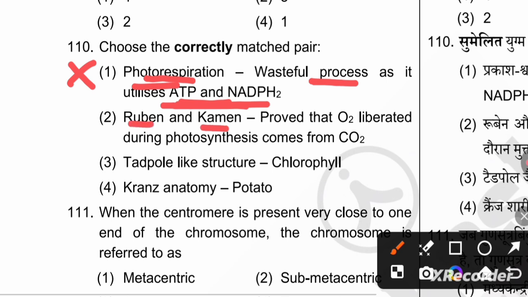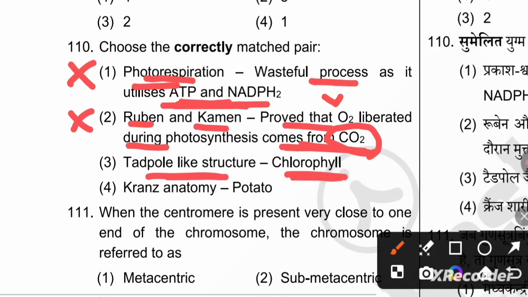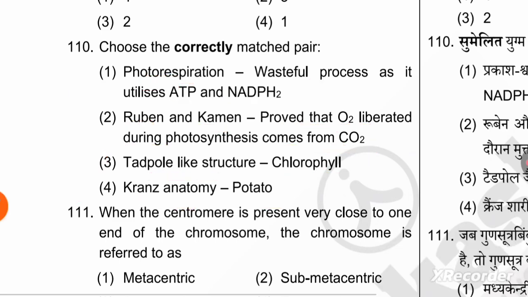Rubin and Kamen proved that oxygen liberated during photosynthesis comes from carbon dioxide. But oxygen is liberated due to the photolysis of water. This is also a wrong statement. Then, chlorophyll has a tadpole-like structure. This is the right one. And Kranz anatomy you can find in C4 plants, not in potato. So option 3 is the right answer for this question. Let us move to the next question.